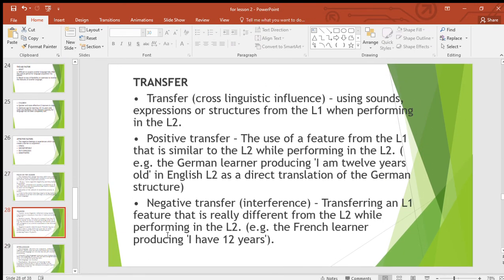So if we have input for first language acquisition, we have transfer for second language acquisition. So transfer or the cross-linguistic influence. So using sounds, expression, or structures from L1 when performing in the L2 or the second language. So positive transfer, the use of a feature from first language that is similar to the second language while performing in the second language. Example, the German learner producing "I am 12 years old" in English second language as a direct translation of the German structure.